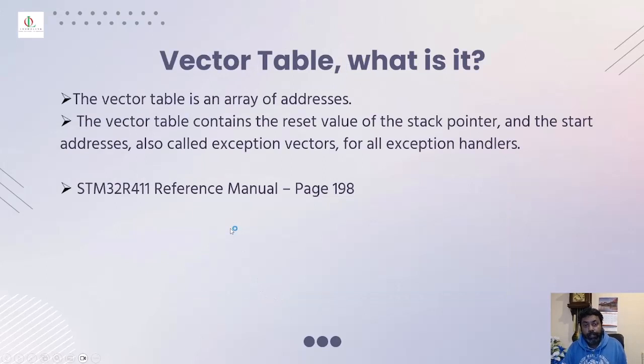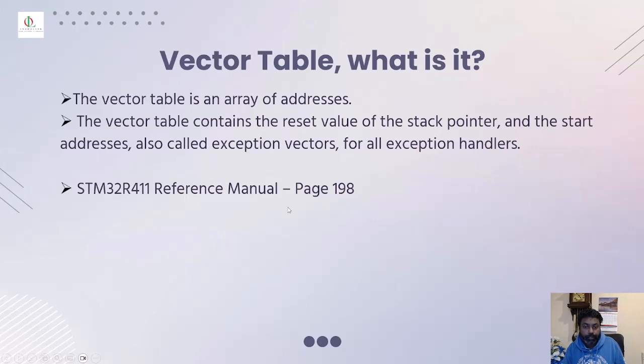Now we've been talking in the last sessions about the vector table. What is a vector table? A vector table is an array of addresses. It will have plenty of addresses, and every exception will have a starting address, so that's why it's called a vector table. A vector table also contains the reset value of the stack pointer, and the start addresses are also called exception vectors for all exception handlers.